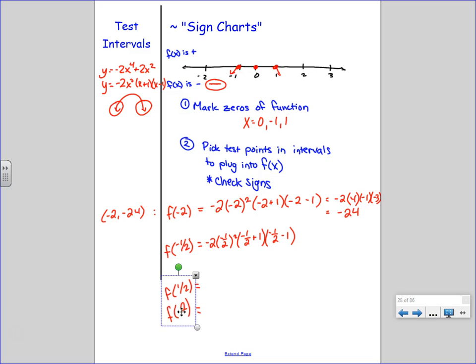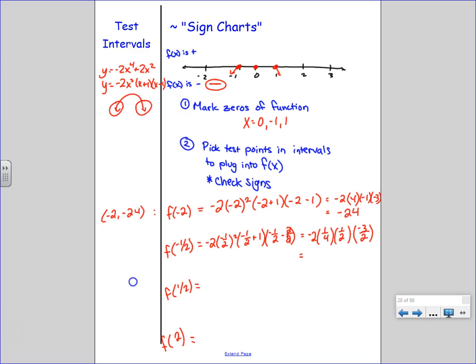What's negative 1/2 squared? Negative 1/4. But a negative times a negative is a positive, so I'm going to have negative 2 times 1/4. What's negative 1/2 plus 1? 1/2. What's negative 1/2 minus 1? Minus 2 over 2. I would get a common denominator. That'd be negative 3 over 2.